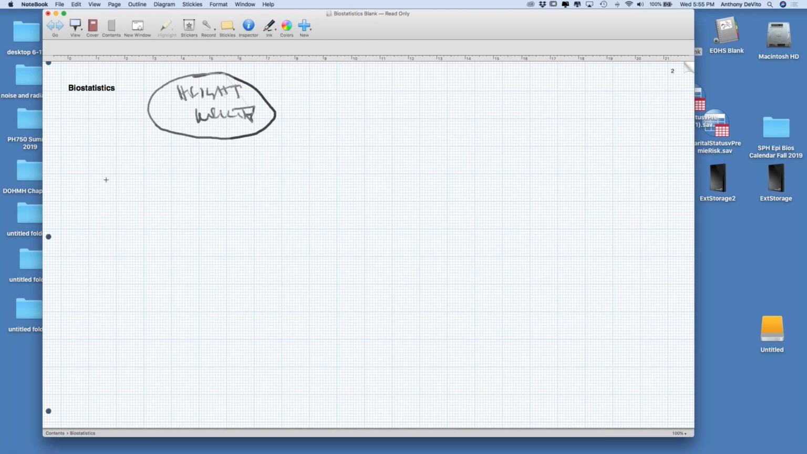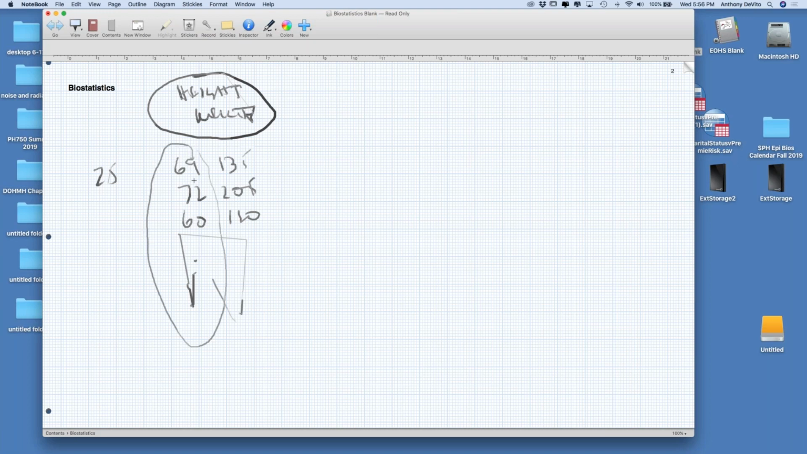So we randomly sample 25 people, and for each of those 25 people, we measure their height and weight. I'm going to use inches, let's say 69 inches and 135 pounds, and 72 inches and 205 pounds, and 16 inches and 110 pounds, and so on and so forth. If I do that for 25 people, I want to know, is there an association between a person's height and a person's weight? Of course, we know that that's going to be true, right? So how would we approach this?